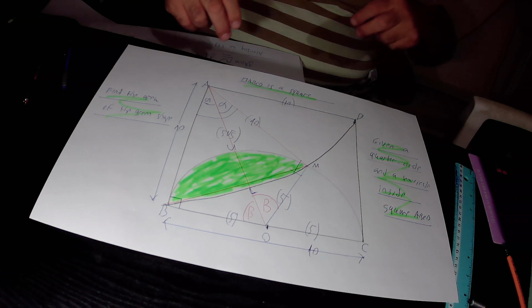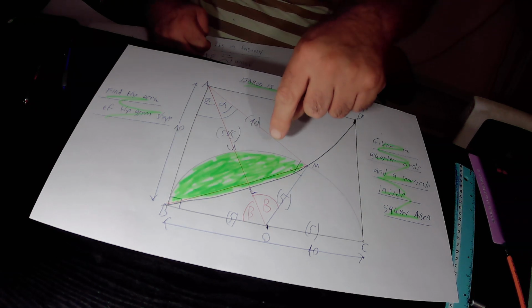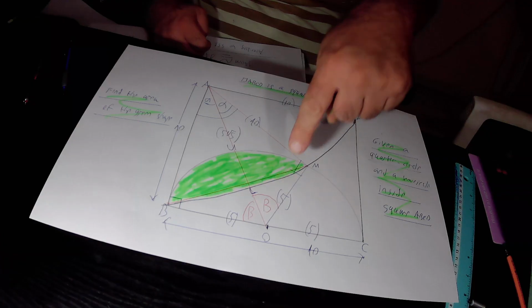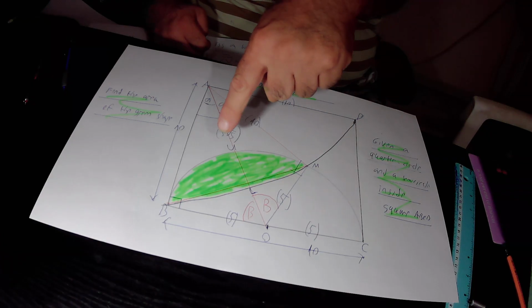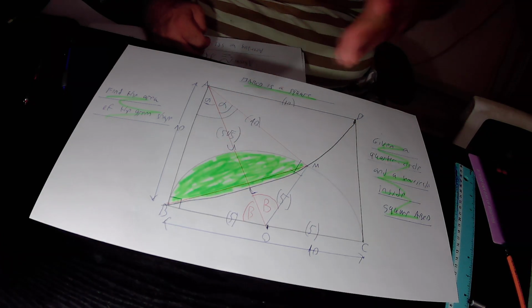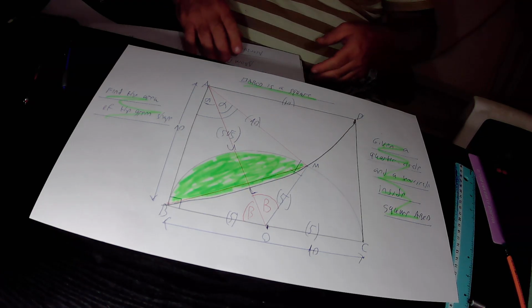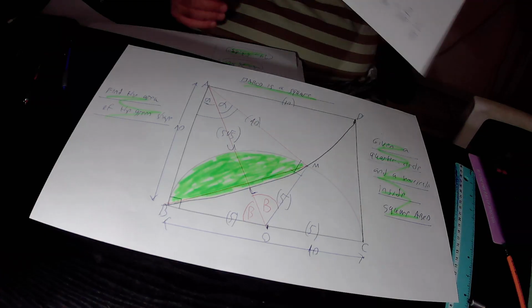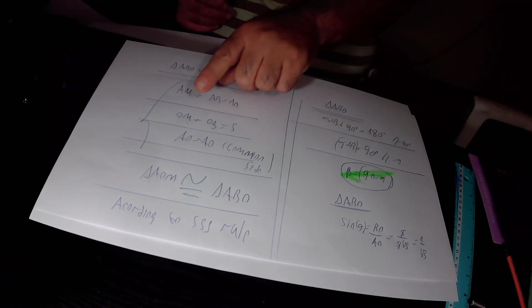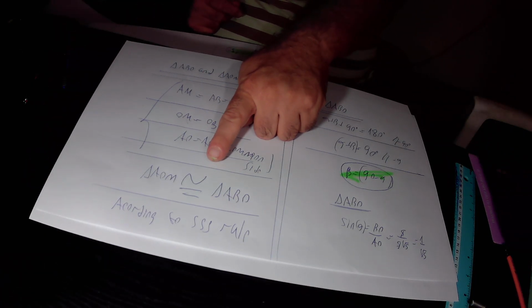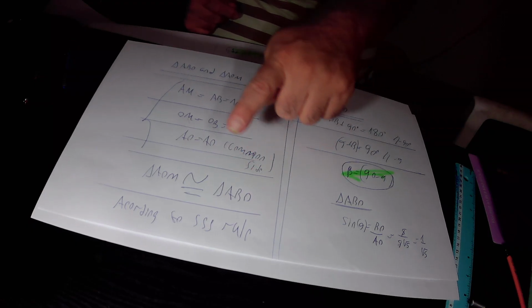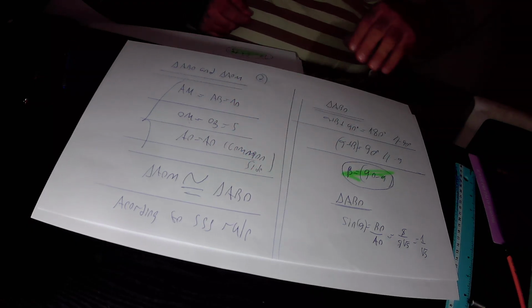So we have proved that all three sides of the right triangle AOM are correspondingly equal to all three sides of the right triangle ABO, and therefore those two right triangles are congruent according to the side rule. Repeat again: the right triangle AOM is congruent to the right triangle ABO according to the side rule.